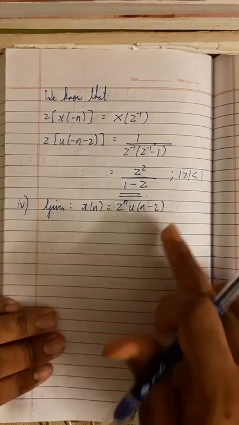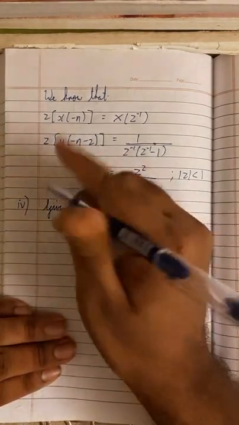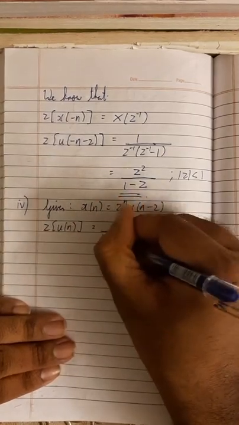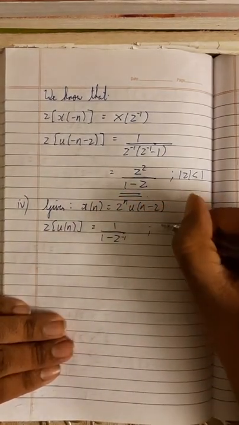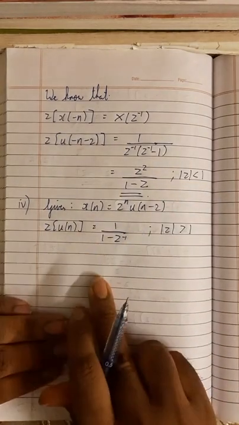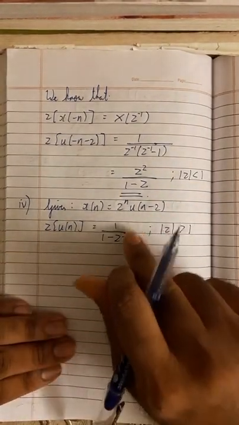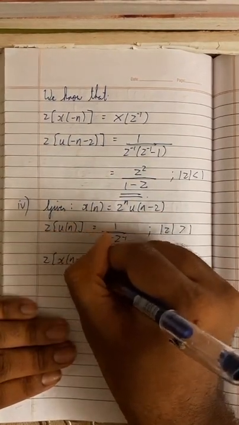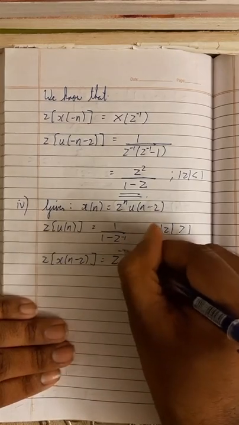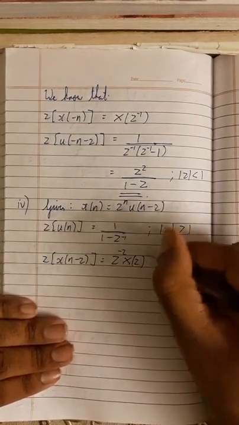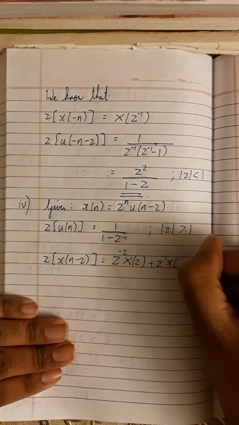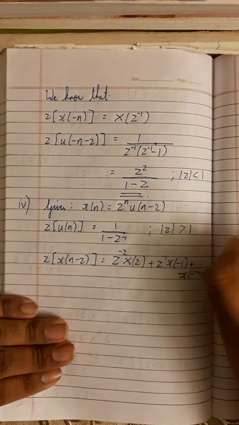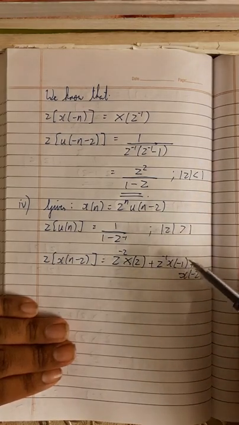So first, as usual, I'm going to apply the time shifting theorem to u of n. Let me write the equation of u of n. The Z transform of u of n is 1 by 1 minus z inverse, with its ROC magnitude of z greater than 1. Then I'm going to apply the time shifting theorem to this. We know that the Z transform of x of n minus 2 is z raised to minus 2 X of z plus z raised to minus 1 x of minus 1 plus x of minus 2.